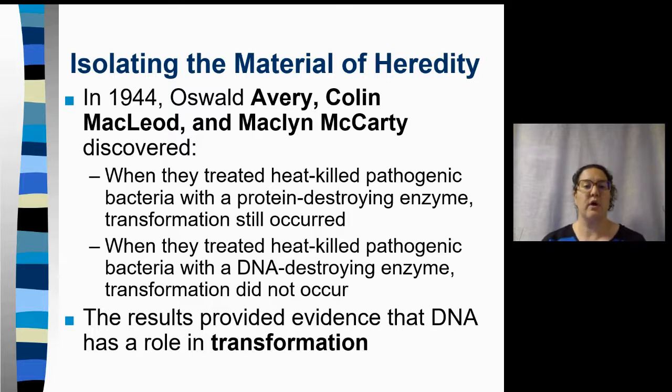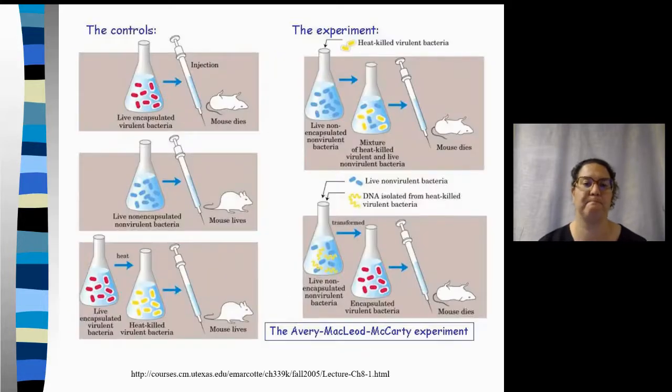In 1944, Oswald Avery, Colin MacLeod, and Maclyn McCarty discovered that when they treated heat-killed pathogenic bacteria with a protein-destroying enzyme, transformation still occurred. So even though they destroyed the proteins, the pathogenic bacteria were still able to pass their virulence on. But when they treated heat-killed pathogenic bacteria with a DNA-destroying enzyme, the transformation did not occur. So this demonstrates that DNA had a role in transformation, that it was the carrier of information between cells.